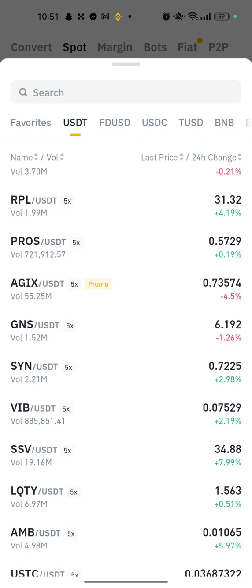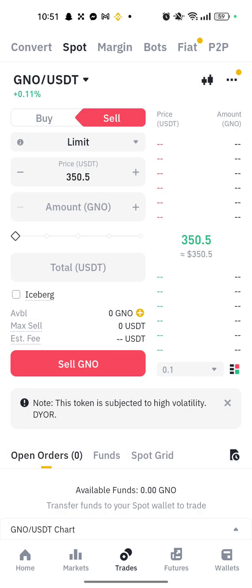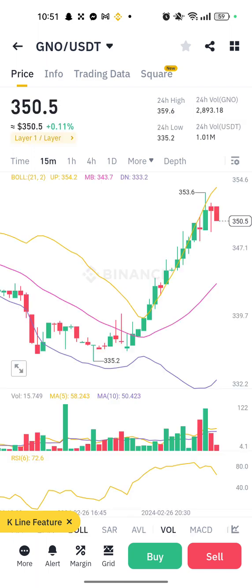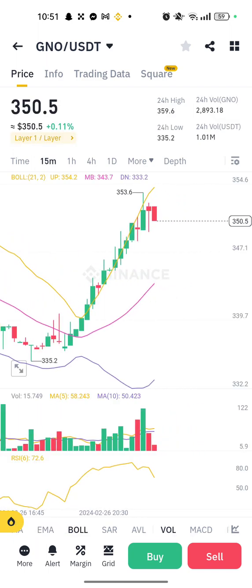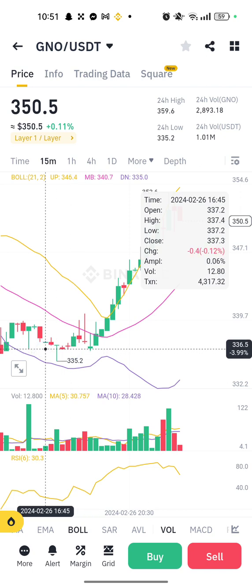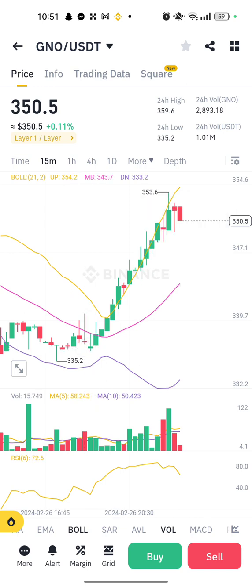Geo, no, I think this is best. Okay, I check it. Today, see carefully, guys. When I buy this at $336.5, you can see it goes up, and now it goes down. So we find a coin.